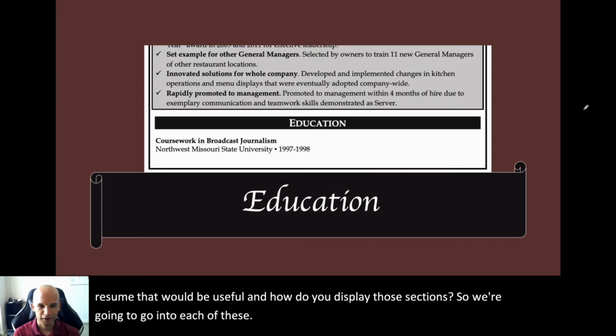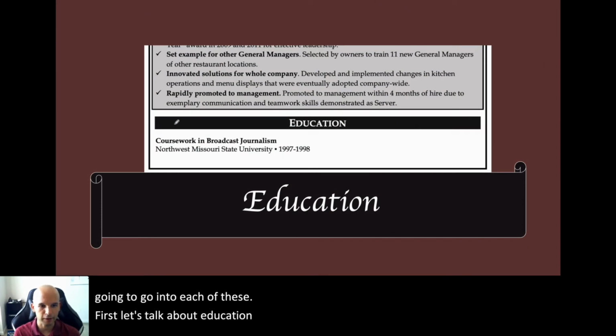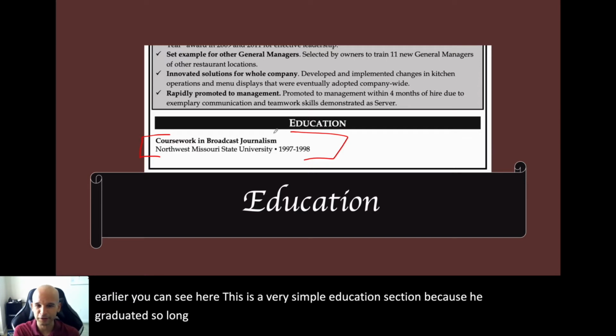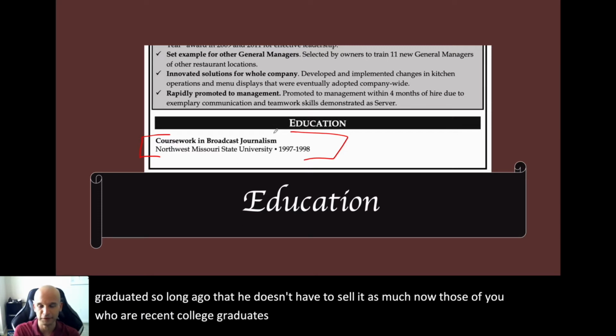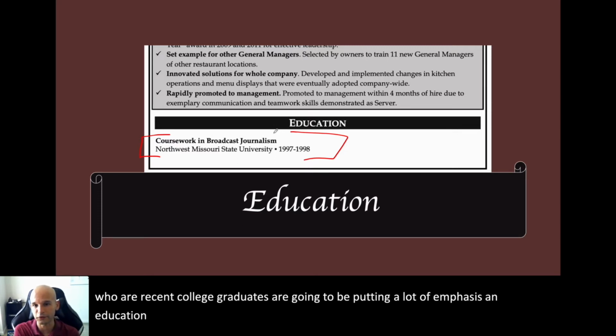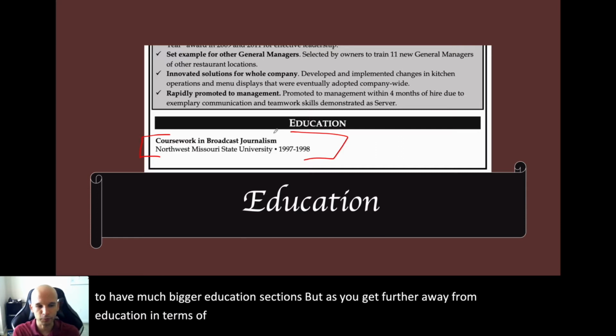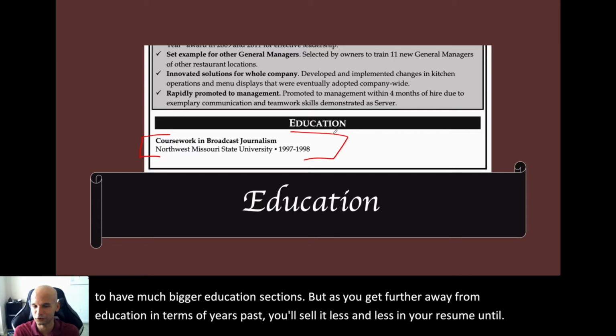First, let's talk about education. So we look at that resume that we were looking at earlier. You can see here, this is a very simple education section because he graduated so long ago that he doesn't have to sell it as much. Those of you who are recent college graduates, you're going to be putting a lot of emphasis on education because you probably won't have as much experience. So you're going to have much bigger education sections. But as you get further away from education in terms of years past, you'll sell it less and less in your resume until eventually it becomes like this, where it's just 2 lines.